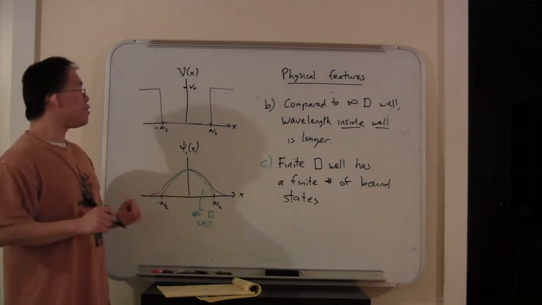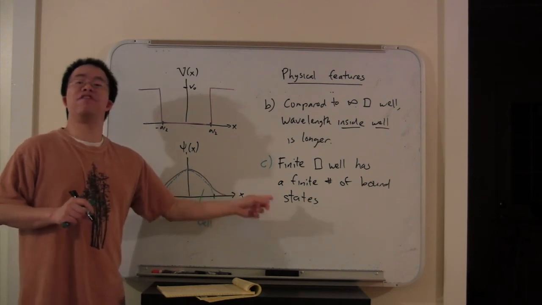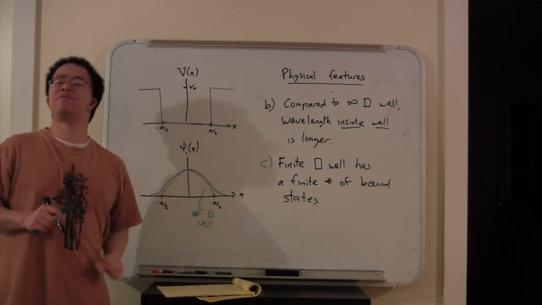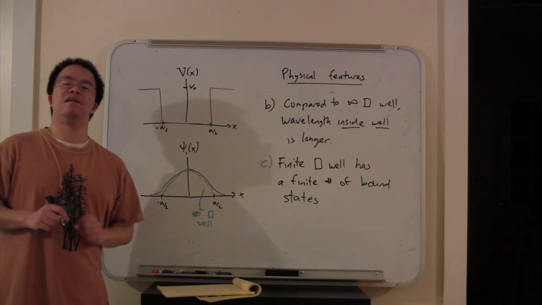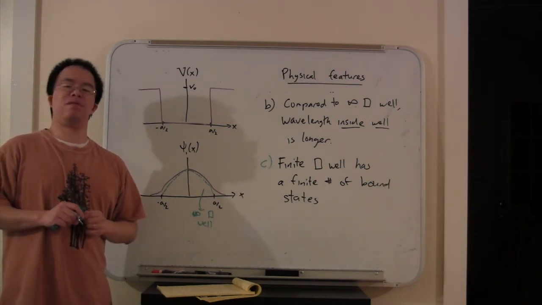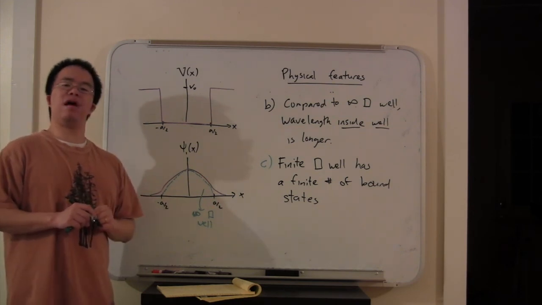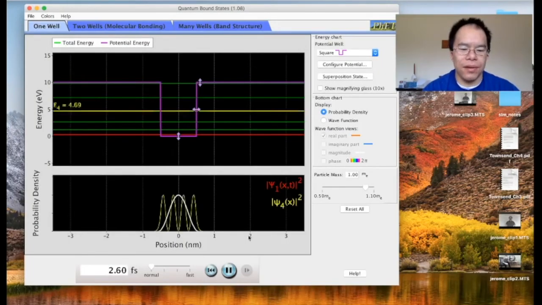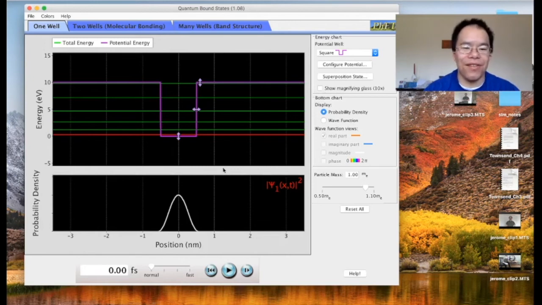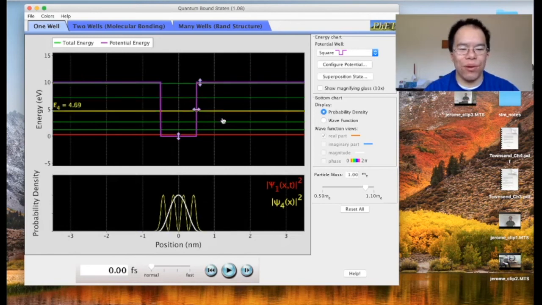With that intuition, hopefully it seems plausible that there's only a finite number of bound states, and we'll be able to see that straight away in the simulation. So I'll cut away to my computer and show you that now. Here's our familiar quantum bound states applet that you worked with before. This time we're going to look at this as a finite square well, so I'm not going to drag. I'm going to leave the well height where it is.